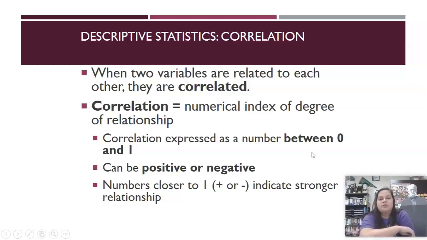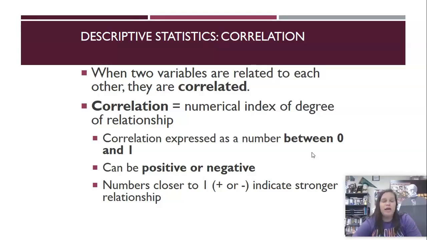So descriptive statistics, correlations: whenever two variables are related to each other, they are correlated. We could be talking about anything, like the number of people in a class and how it correlates to average GPA, or the number of cars on the road and how that compares to travel time to a destination. So anytime we have two variables and we're looking at how they relate to each other, we have a correlation.